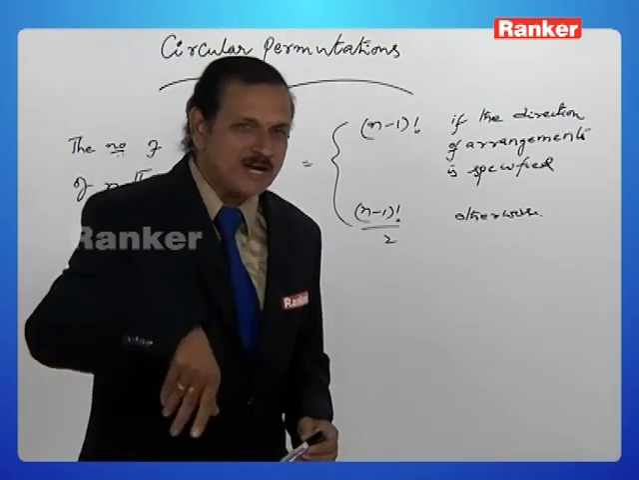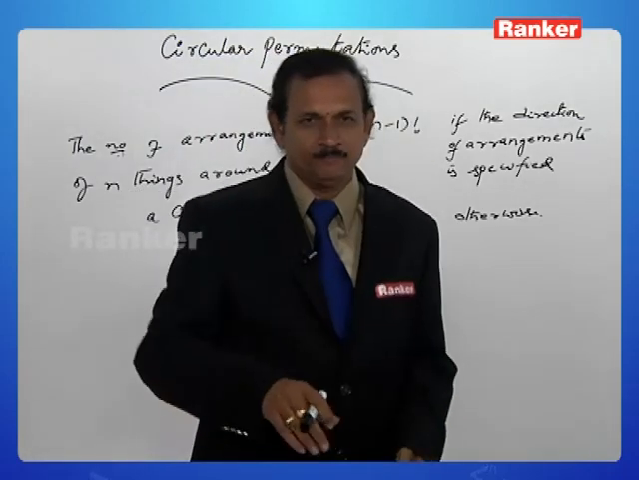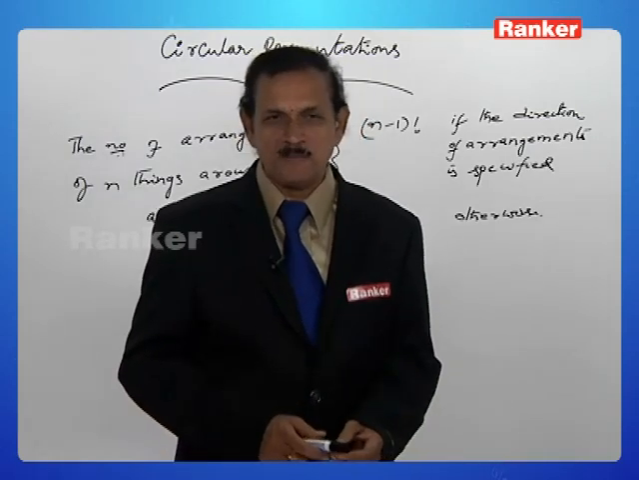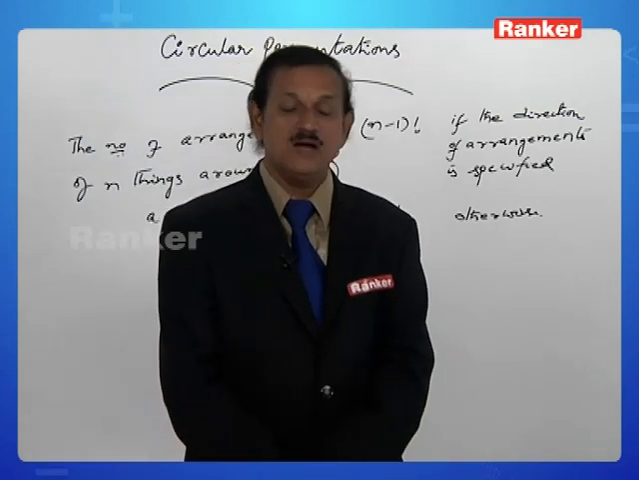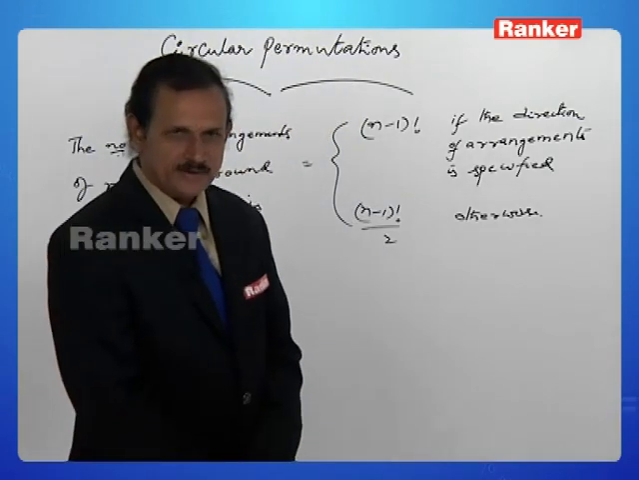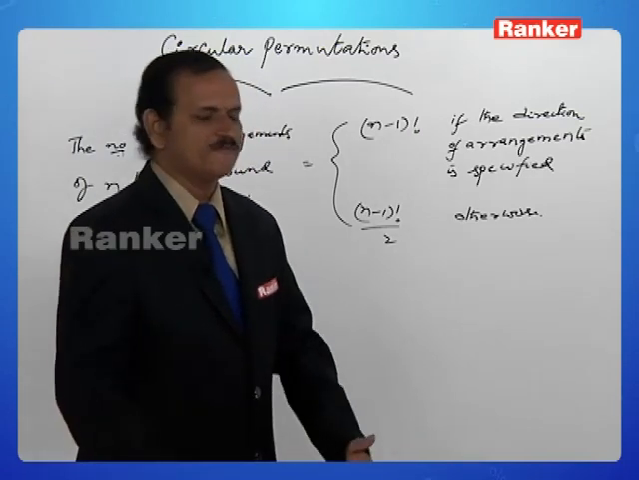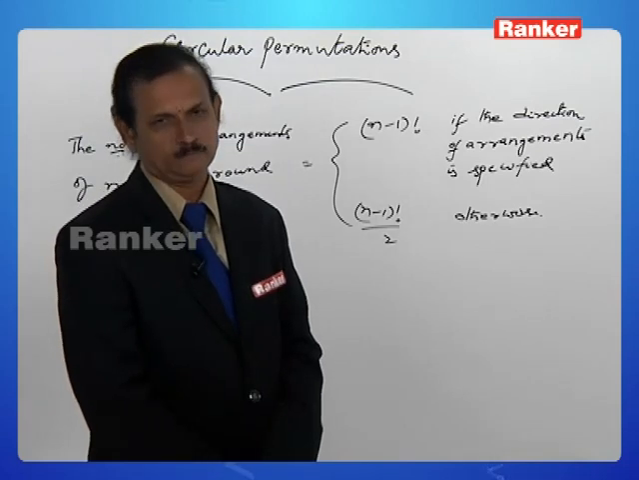A revolving round table. It is not stationary. It has been moving. So you cannot be specified about the direction. You cannot be particular about one particular direction. In that case also, the number of circular permutations is how many? 15 men, then 14 factorial by 2. If 20 men are there, then it is 19 factorial by 2.